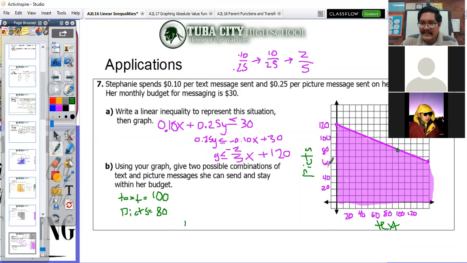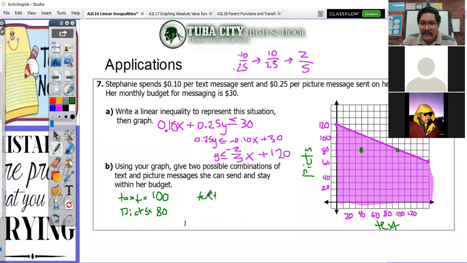Now, where was I? We could also just pick something like here. All right, and that's perfectly fine also. If she wanted to, she could send 40 texts and 80 pictures. There we go. So it doesn't have to be on the line. It can be anywhere below the line, anything.